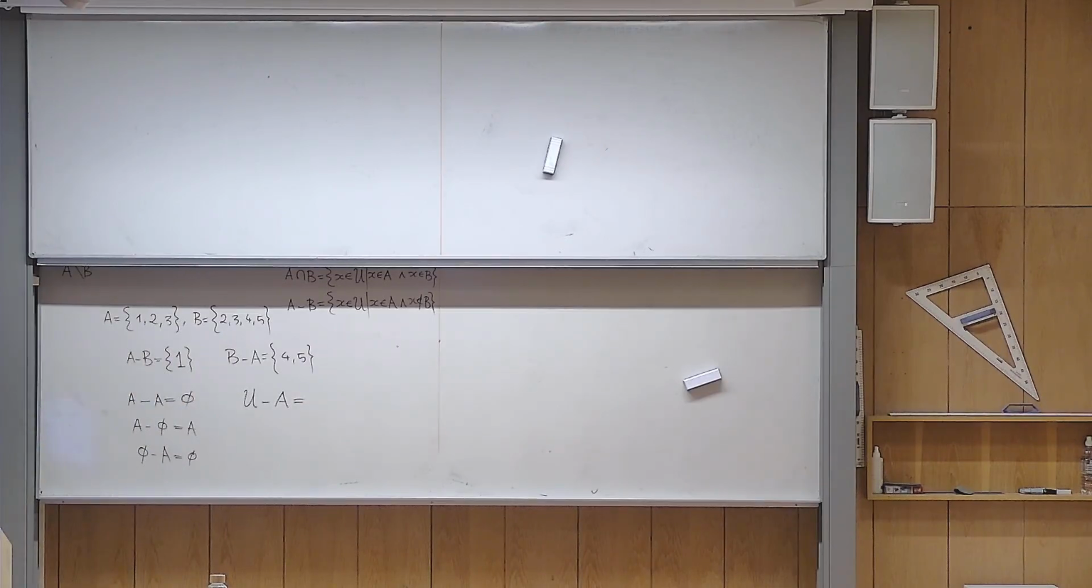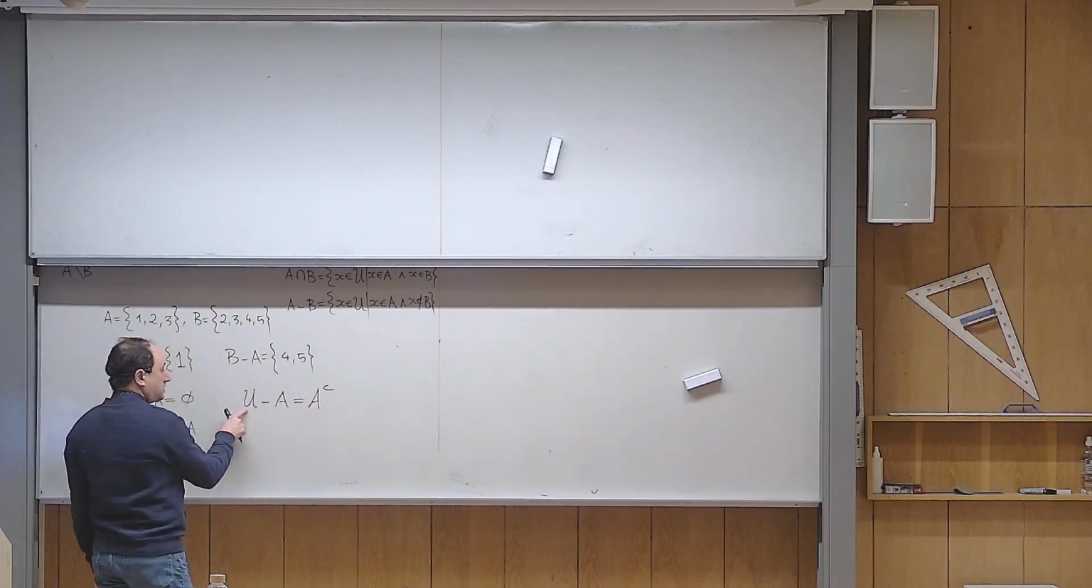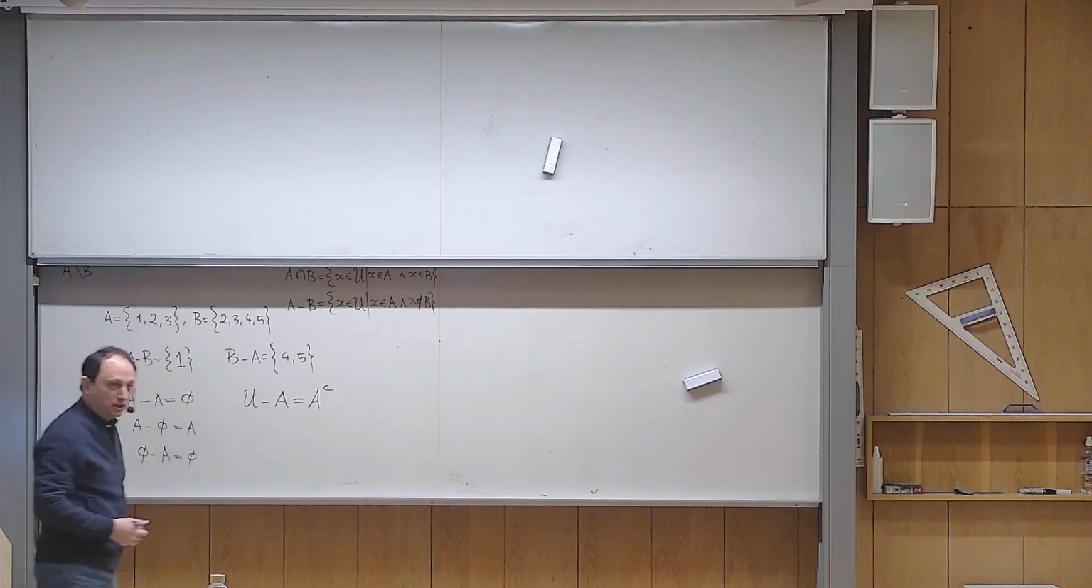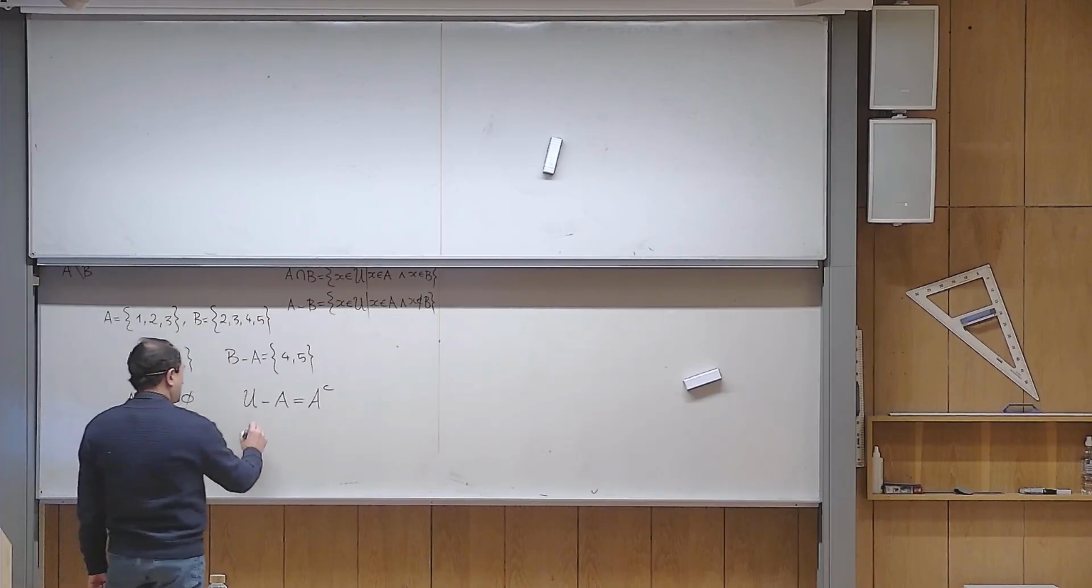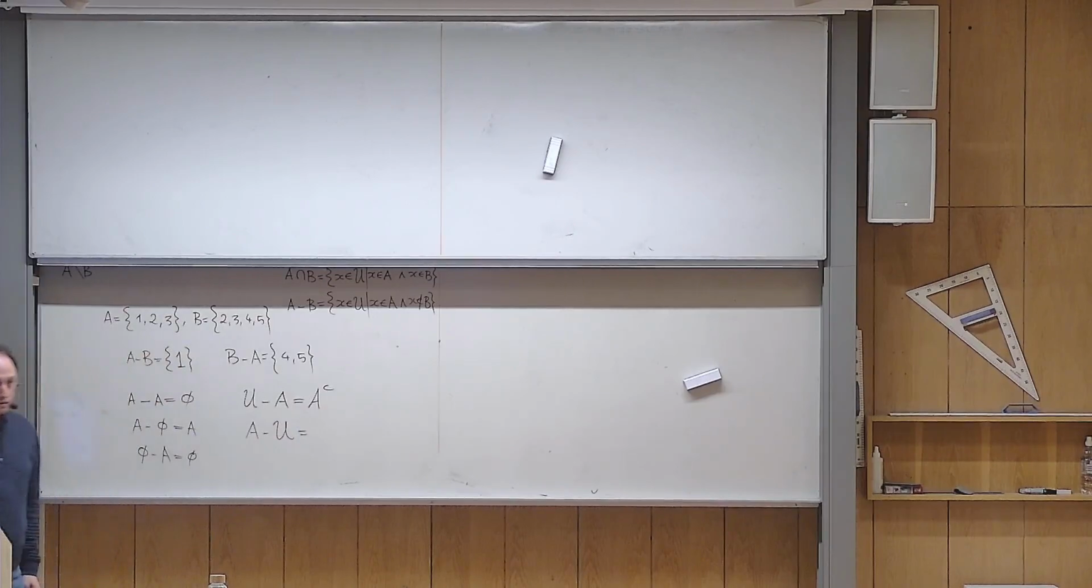Okay, for example, what is the universal set minus a set? Yes? It's the complement of A. So why is that? Because it tells you that all the elements that are in the universal set, but they are not in the set A itself. So that's exactly the definition of the A complement. So what is this one then? A minus the universal set. There is no zero set. The empty set, yes?